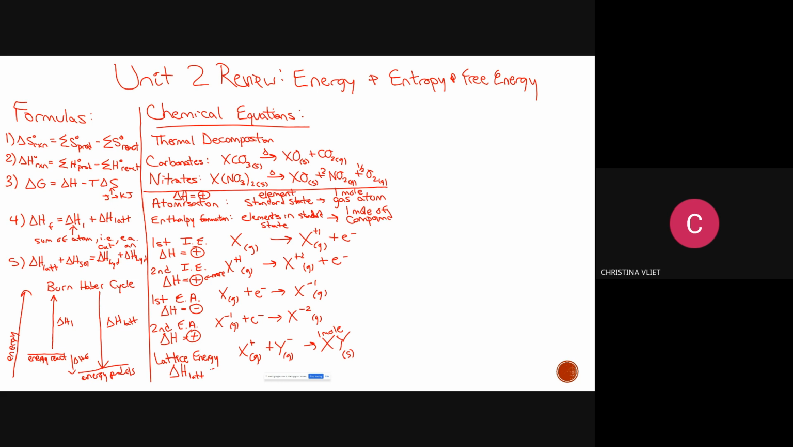And so should that be positive or negative? Very negative. And so I would put here very exothermic, because it releases a lot of energy to go from gas ions that have high energy to an ionic solid that has very low energy. That's why even though the electron affinity process is unfavorable, the overall process is very favorable to form an ionic compound.